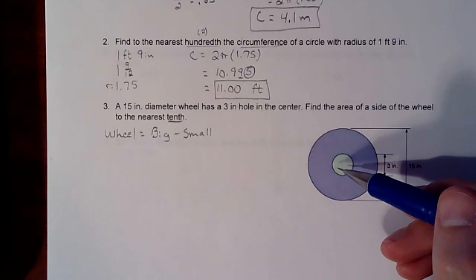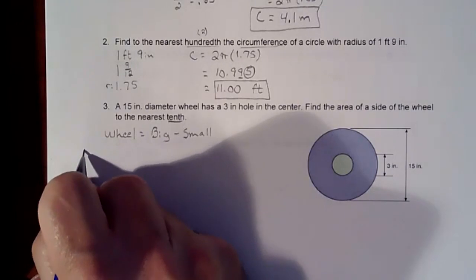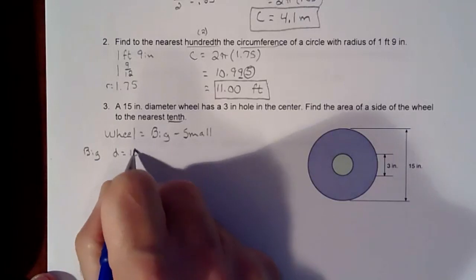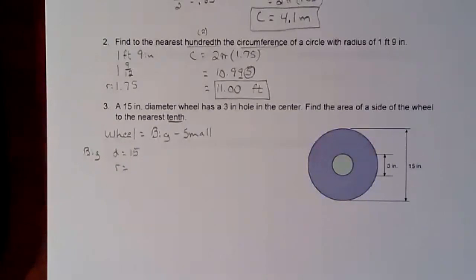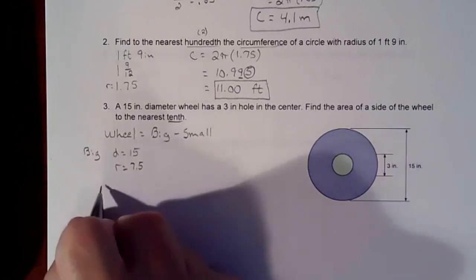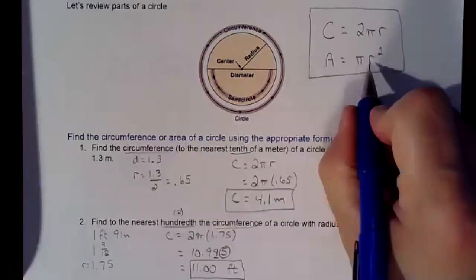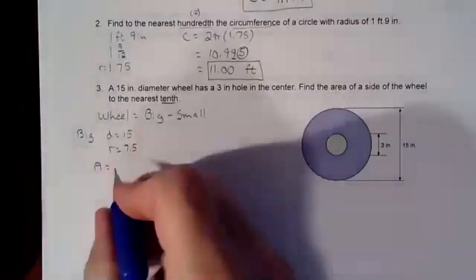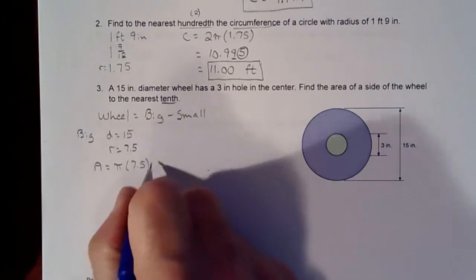Okay, so let's write down our information. If we are talking about the big, we're talking about a diameter of 15, which makes a radius. What's half of 15? 7.5. Okay, so if we're doing the area of that, area formula, pi r squared. So we're going to square our radius and then multiply it by pi. So pi times 7.5 squared.